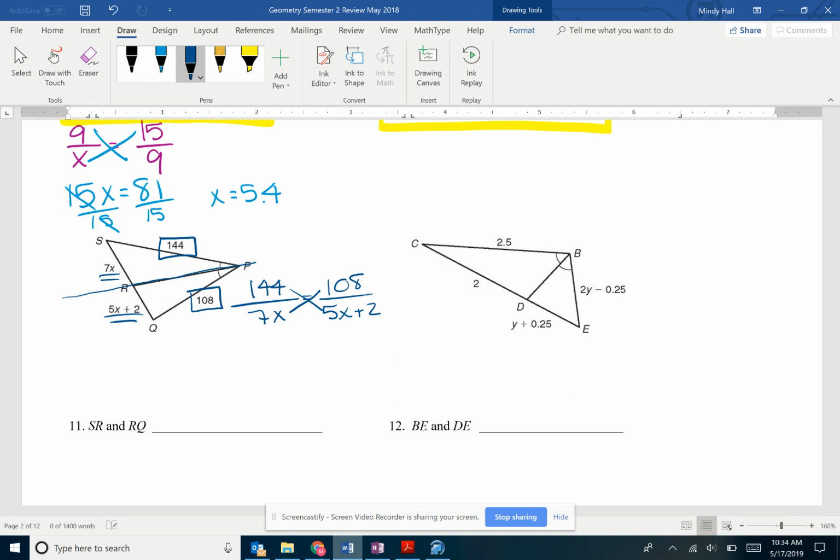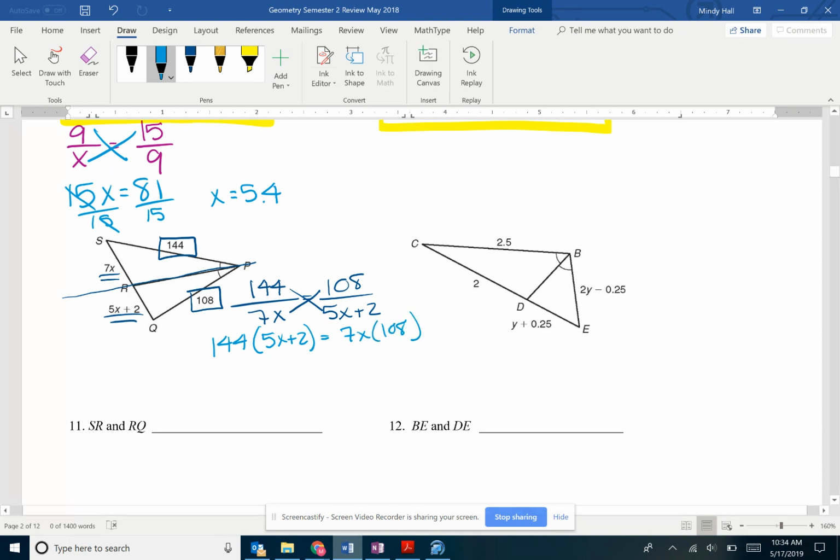Then we have to cross multiply, and this is where you have to be careful because it's 144 times the entire thing, 5x plus 2, equals 7x times 108. So 144 times 5x gives us 720x, and then 144 times 2 is 288. And then 7x times 108 is 756x.